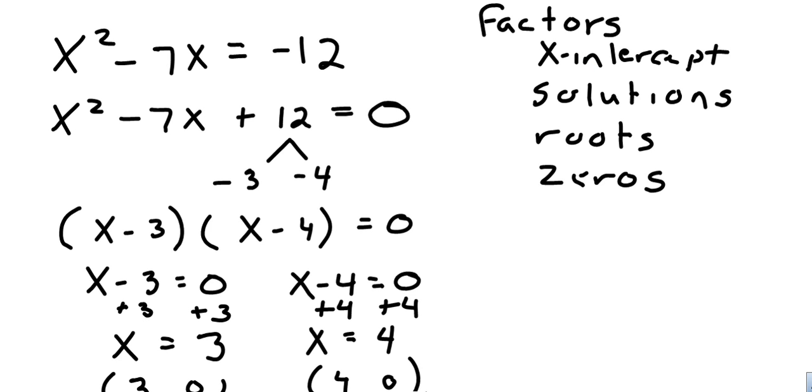Well, let's think about that for a minute. If I know that the factors give me the x-intercepts of the function, can I use that backwards? Can I say that if I look at my quadratic on a graph, then I can get the x-intercepts of the function? And the answer to that is yes, absolutely I can.